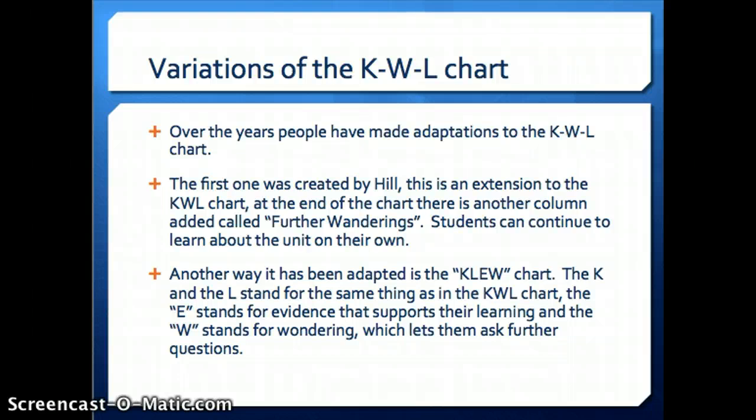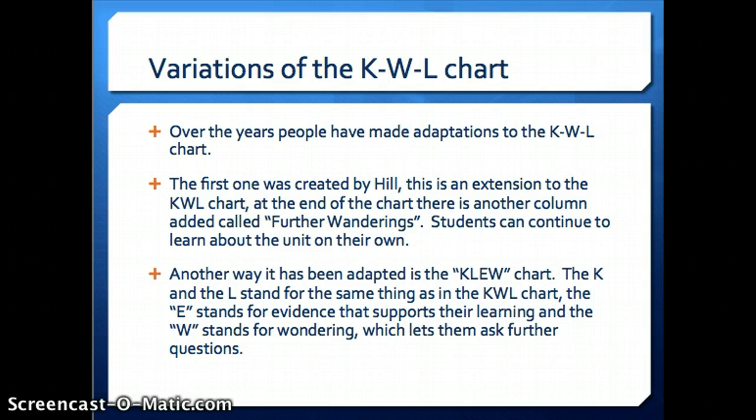Variations of the KWL chart. There are a lot of variations of the KWL chart. There have been many adaptations to them. I'll share some of the ones that I found. The first one was created by Hill. He added a section called Further Wanderings, and this way the students could continue to learn about the unit on their own.